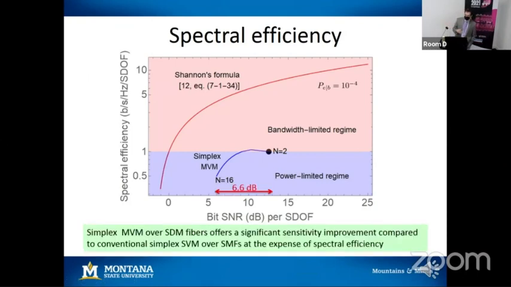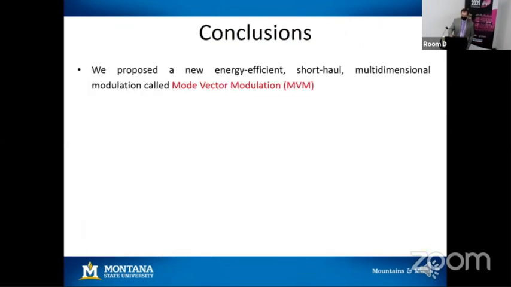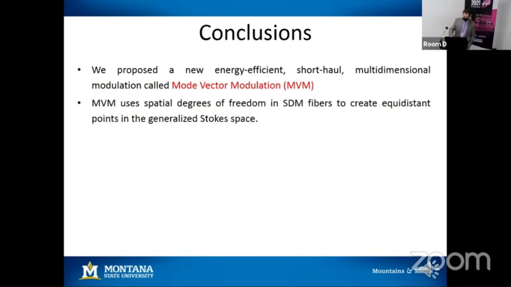just by going from 2 to 16, from a single mode fiber to an 8-core fiber, you gain 6.6 dB, and this continues to increase, but of course the complexity increases quadratically, and also, as you see, the spectral efficiency falls slightly. So to summarize, in this talk I proposed a new modulation called mode vector modulation. It has high energy efficiency compared to Stokes vector modulation, and since Stokes vector modulation has high energy efficiency compared to PAM, it is better for short-haul communications.